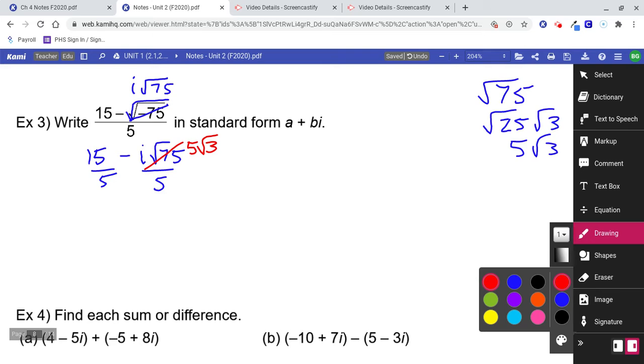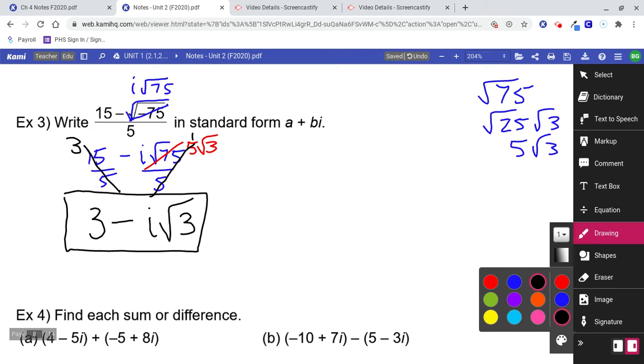So I have 15 over 5 minus i times 5 square root of 3 over 5. Both of those fractions are over 5. You could say 5 goes into 15 3 times, and 5 goes into 5 1 time. So really, we're all cleaned up if you can understand my crossing out. You've got a 3 right here minus i, and everything else canceled out except your square root of 3. 3 minus i times the square root of 3.